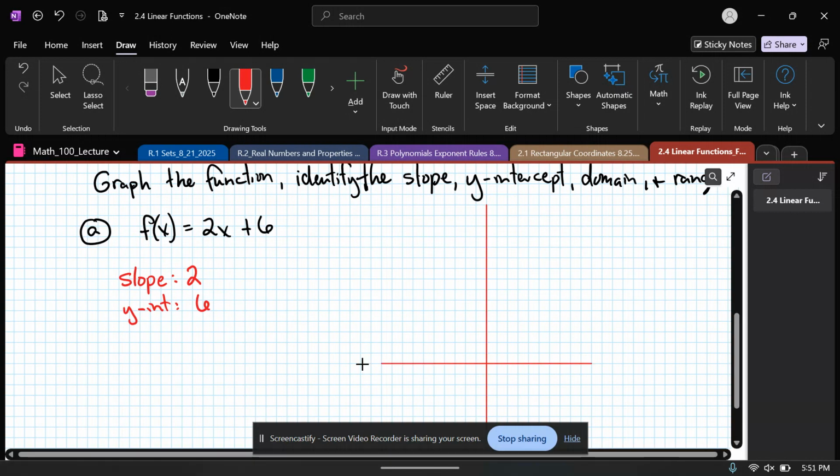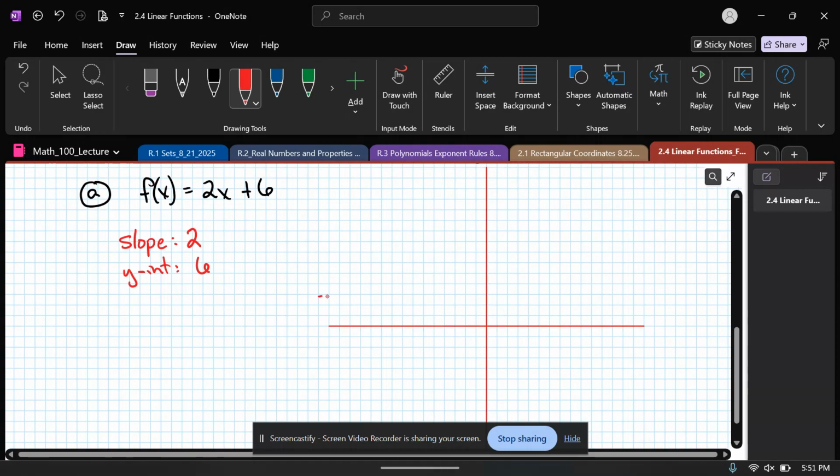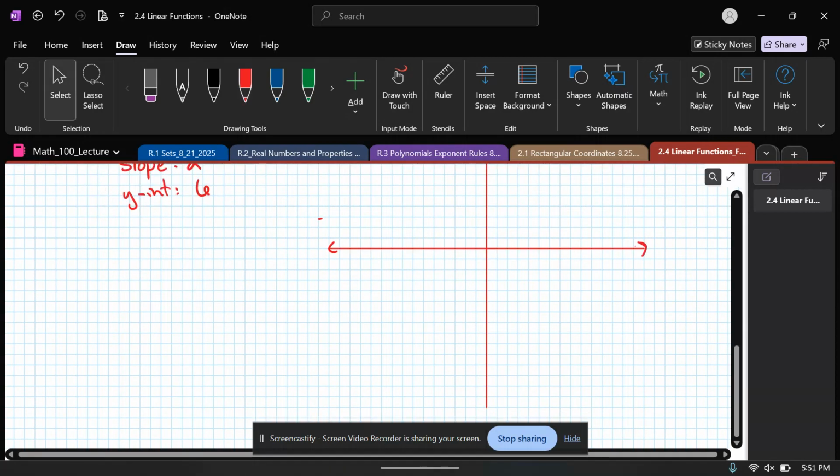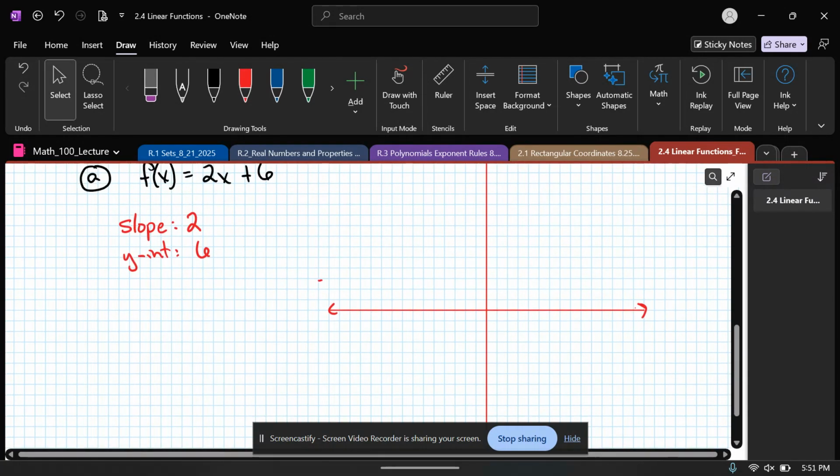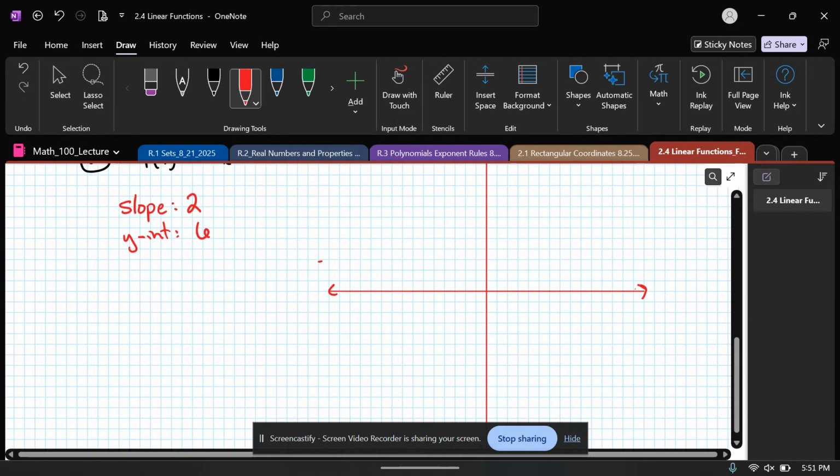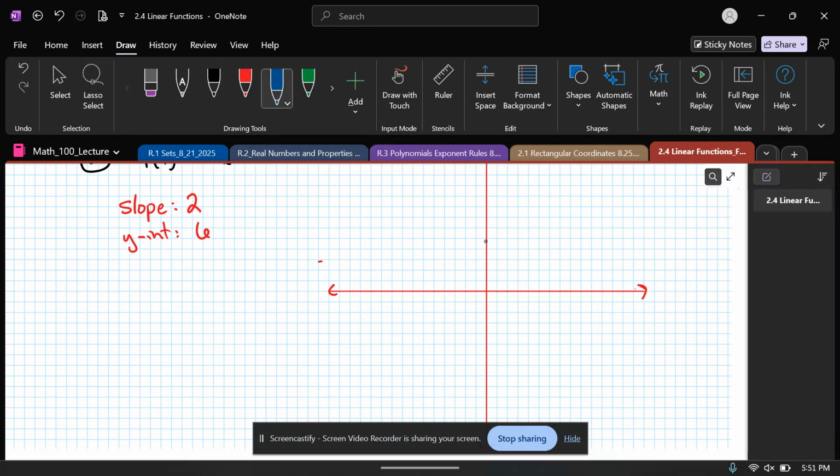Draw myself a little coordinate plane over here. Doesn't have to be real big. I think I drew it way bigger than it has to be. I'm going to count up to 6 on the y-axis. 1, 2, 3, 4, 5, 6 squares. I'm going to put me a dot. And then my slope is positive 2. So positive slope goes up and to the right.